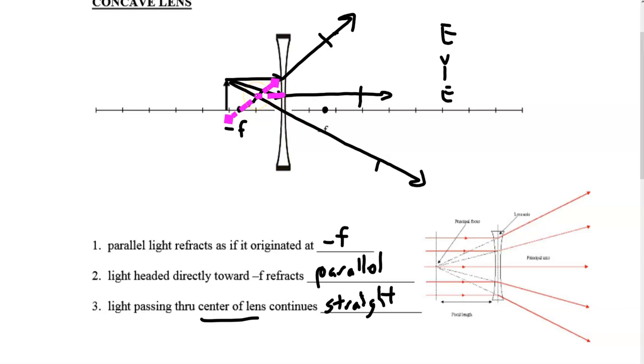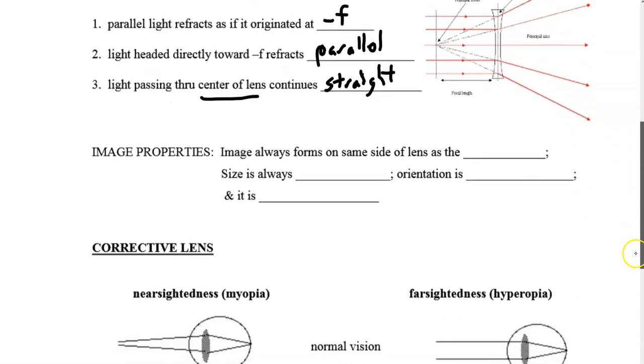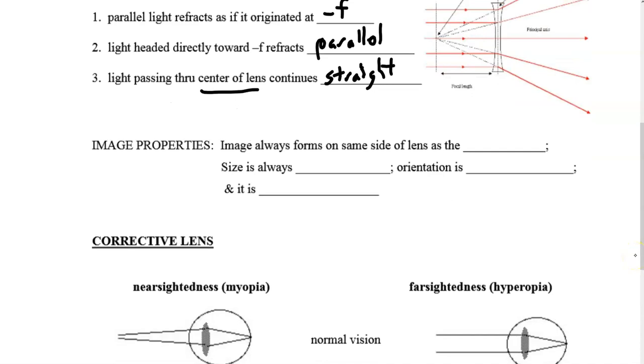It's going to form the image right here. And we can see that it is virtual, upright, and smaller. So for the image properties, there's no change no matter where you place the object. As you can see, the image always forms on the same side of the lens as the object, which is kind of like saying behind the lens. Size is always smaller. The orientation is always upright. And it is virtual.